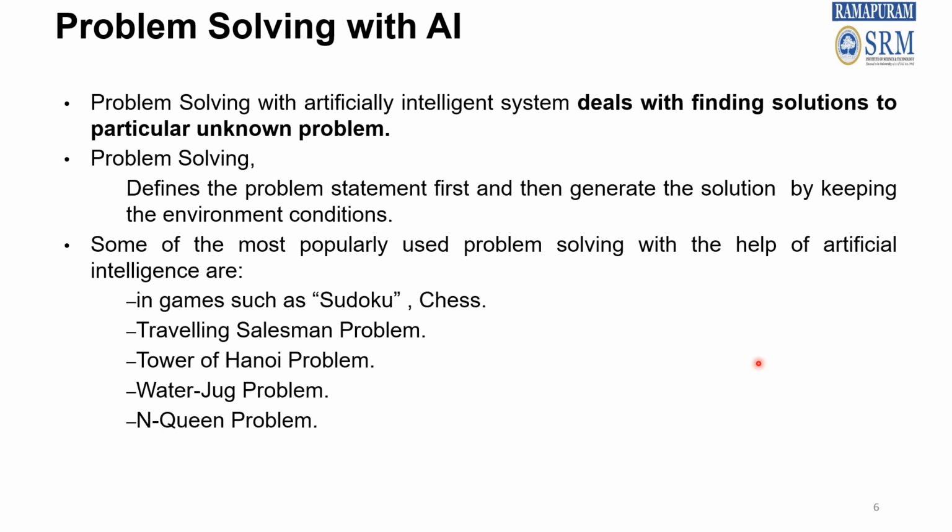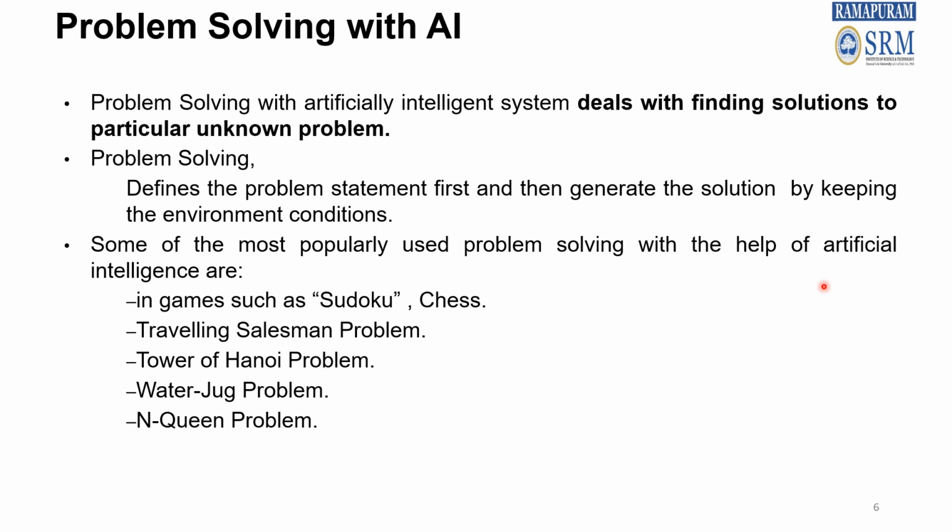So what is problem solving? Problem solving deals with finding solutions to a particular unknown problem. We don't know the solutions, or we want to computerize the solutions. So finding a solution to the particular unknown problem is called problem solving. In problem solving, first we need to generate the solution by keeping the environment conditions in mind. So first generate many solutions and identify the best one.